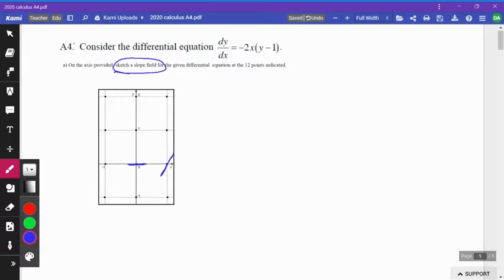And what you want to do is fill in each of these tangents, figuring out the slopes and drawing them in. I'm going to leave the figuring out to you, but a final answer is going to look something like this.